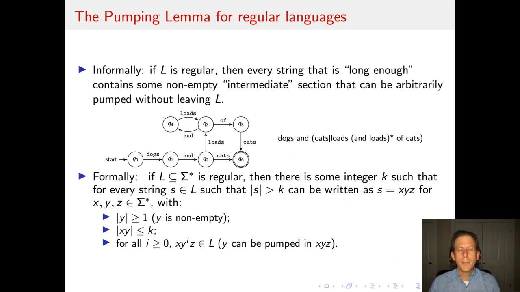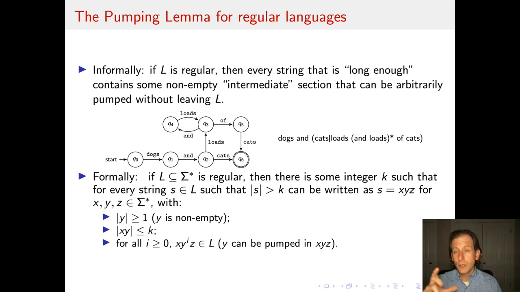Second, the length of x and y together has to be less than or equal to the integer k that we fixed. So note that you have to fix that integer's value for the entire language, but you have to be able to find this decomposition for every string in the language above that length k. And the third criterion is that y has to be pumpable in the string x, y, z.